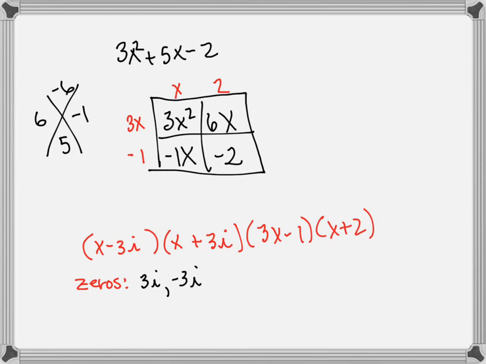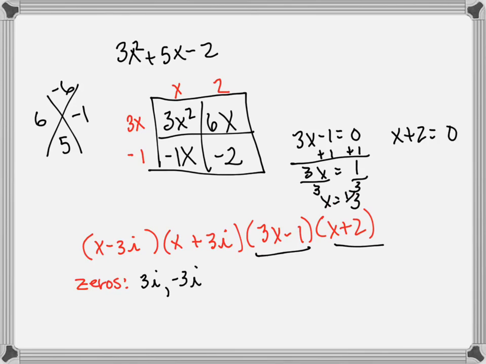And I need to set the remaining factors equal to 0. So 3x minus 1 equals 0, x plus 2 equals 0. Let's solve for x. So x is 1/3, and x is negative 2. So I have 4 zeros, 3i, negative 3i, 1/3, and negative 2.